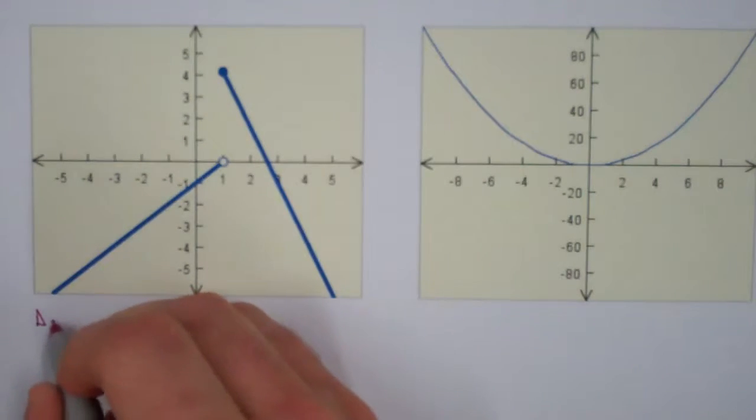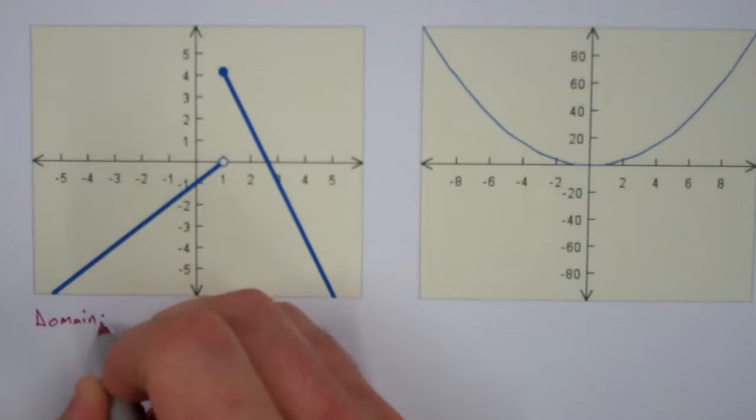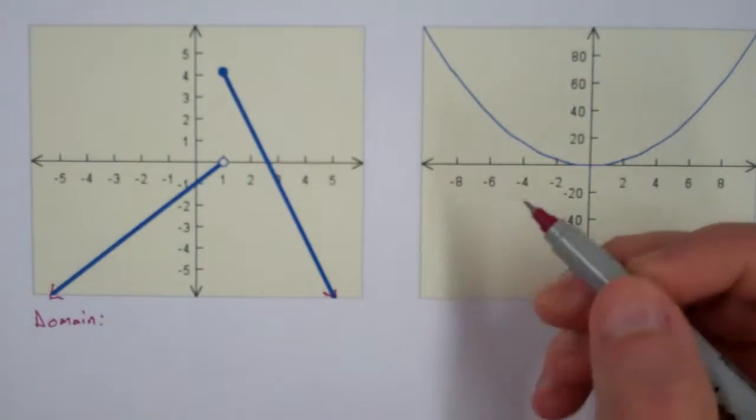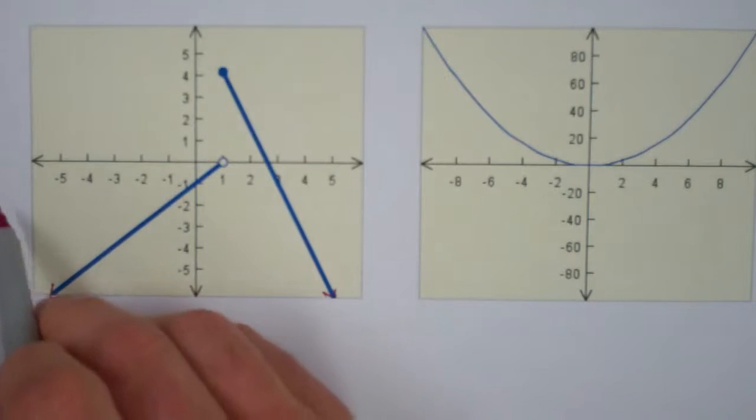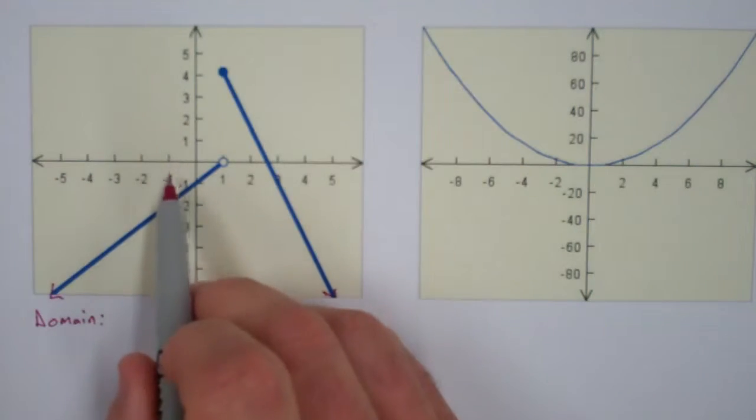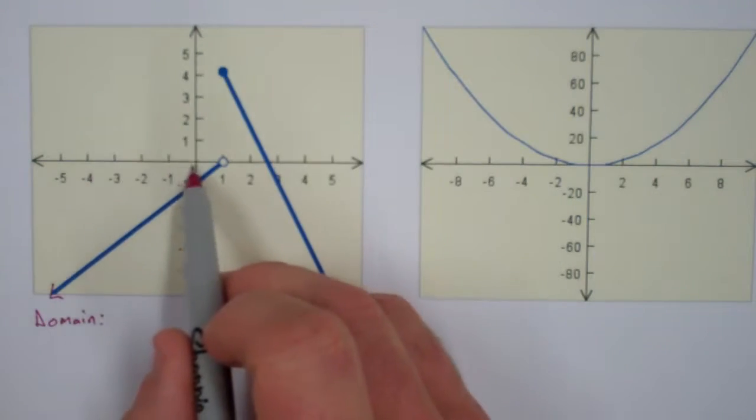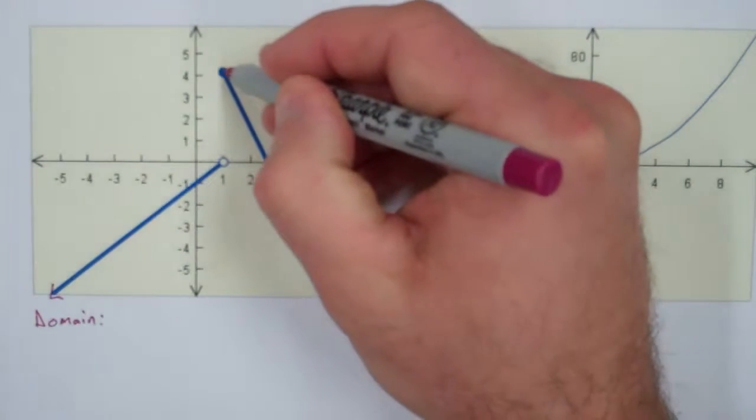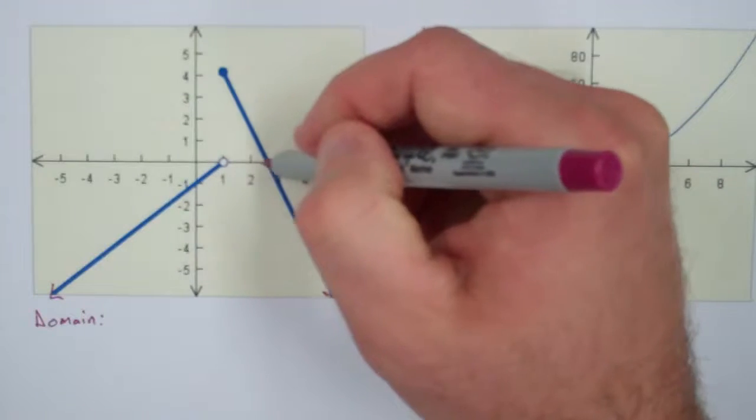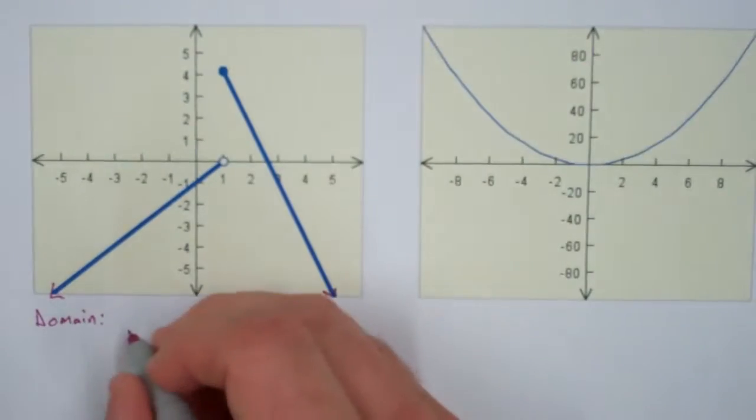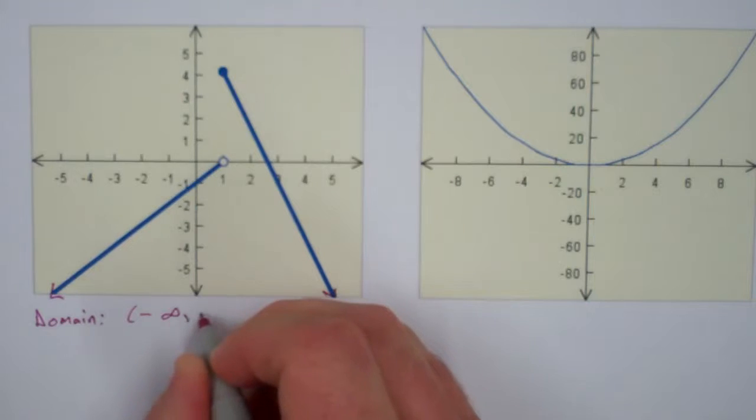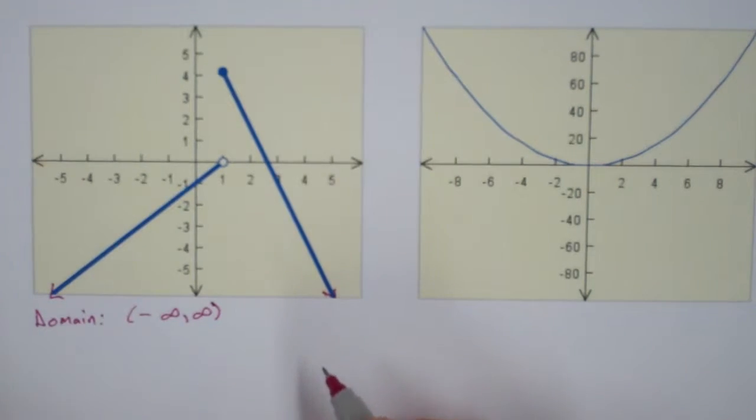For this graph, again, we're imagining that we have some arrowheads here. The domain is all of these x values. All these x values, even all the ones in the middle, have points on the graph. Even at 1, the function is defined. It's 4. And as we continue to the right, all these numbers work too. So the domain is -infinity to infinity.